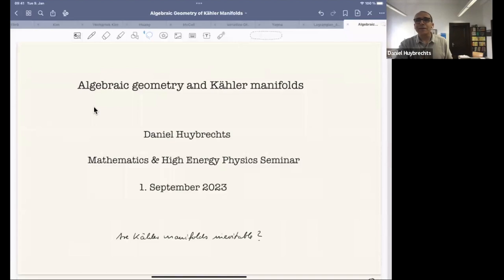I think I slightly modified the title. It was Algebraic Geometry and of Kähler Manifolds before. I changed this to Algebraic Geometry and Kähler Manifolds. And roughly the question I'll discuss, won't answer, is whether we can actually avoid Kähler manifolds or whether we have to talk about Kähler manifolds.